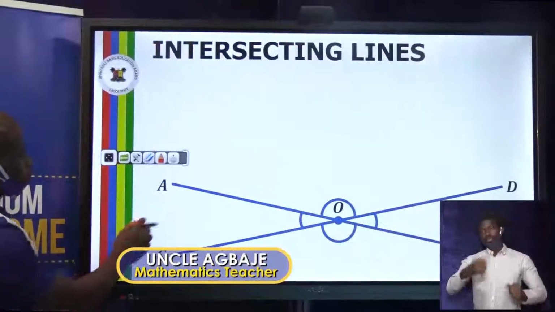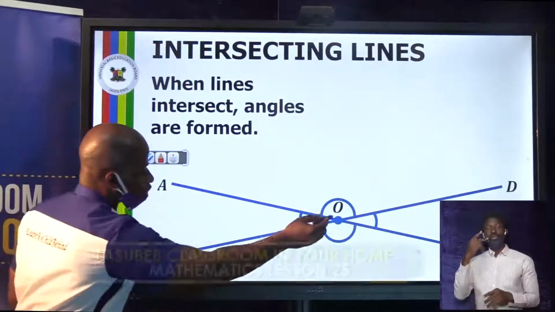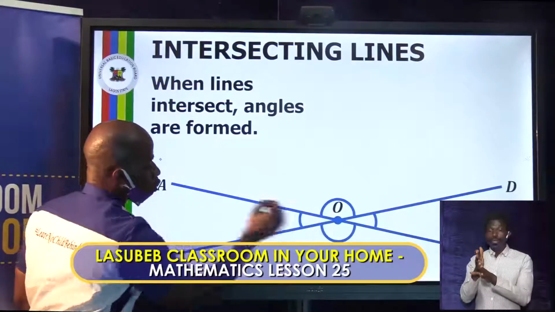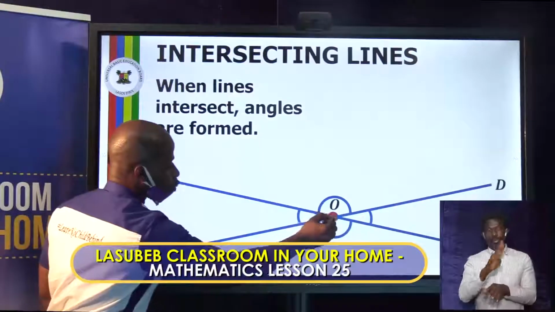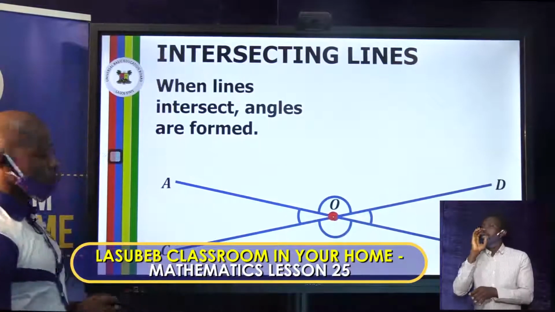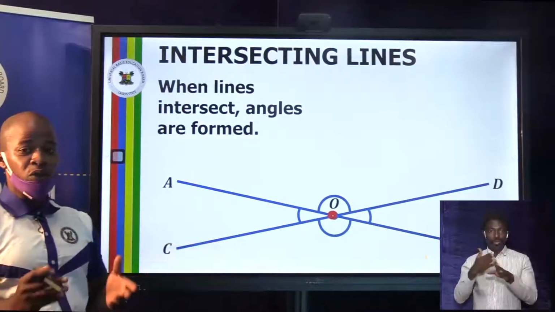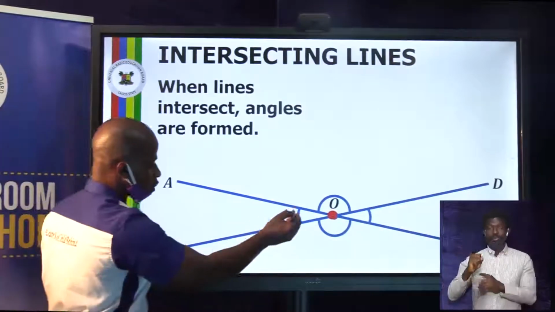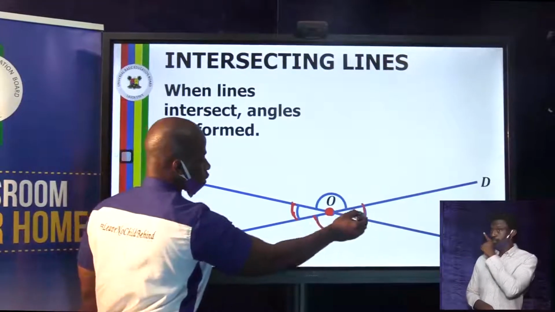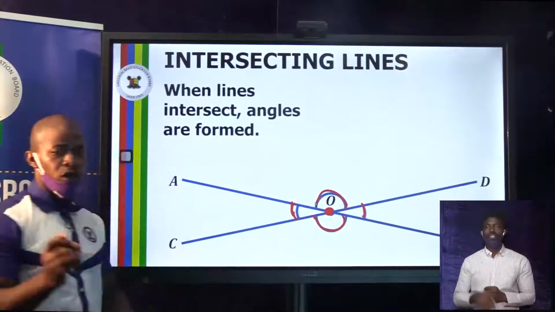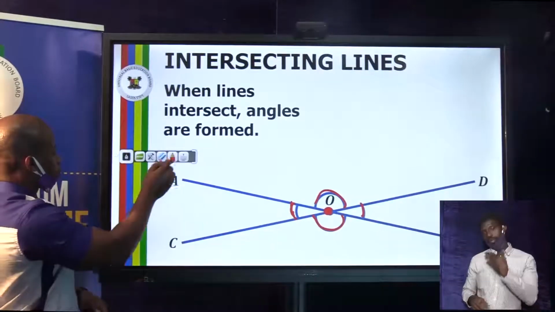Now, usually lines meet at a point. For instance, this one, they meet at the point O. We have line AB and line CD meeting at the point O. We say they are intersecting at the point O. And whenever lines cross each other like that, guess what happens? Automatically you will see angles formed. This is an angle that has been formed as a result of the lines meeting. This is another angle, this is another angle, and this is another angle. Usually when two lines cross each other, 4 angles are formed. So let's move on.